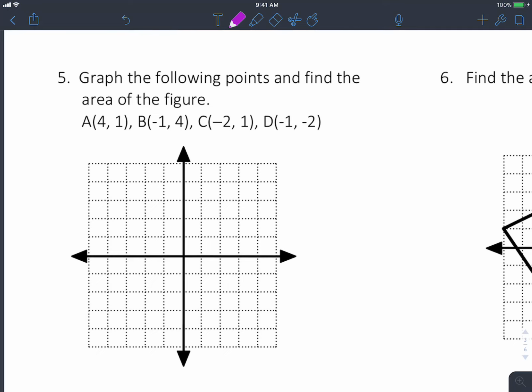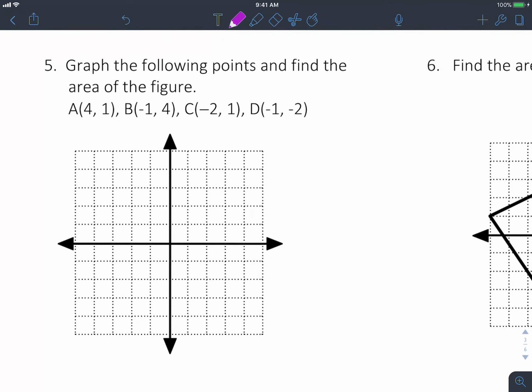All right, graph the following points. Find the area of the figure. So we have (4, 1), (-1, 4), (-2, 1), (-1, -2). All right, so we have this shape, which is going to be a kite.